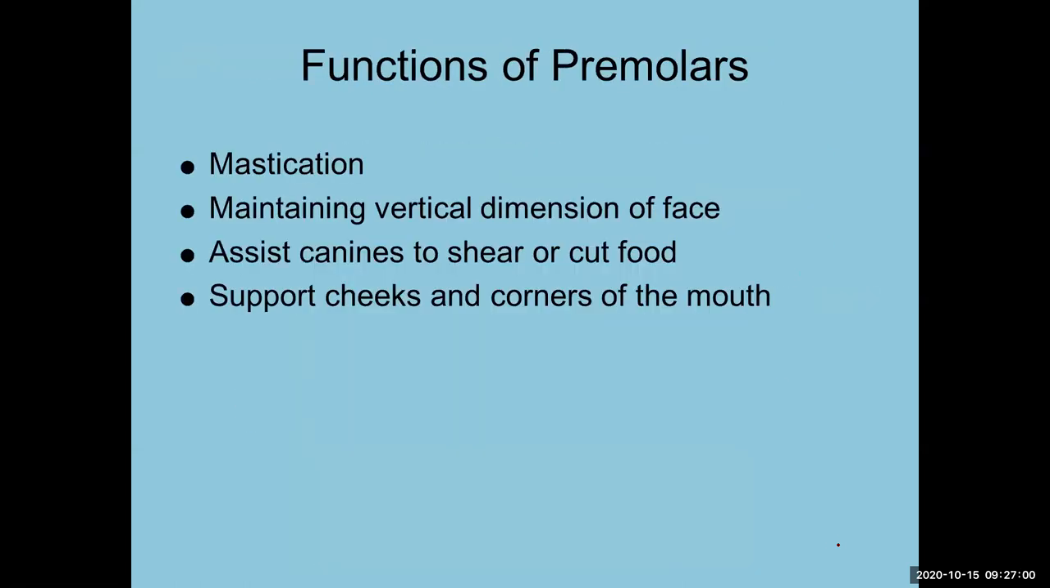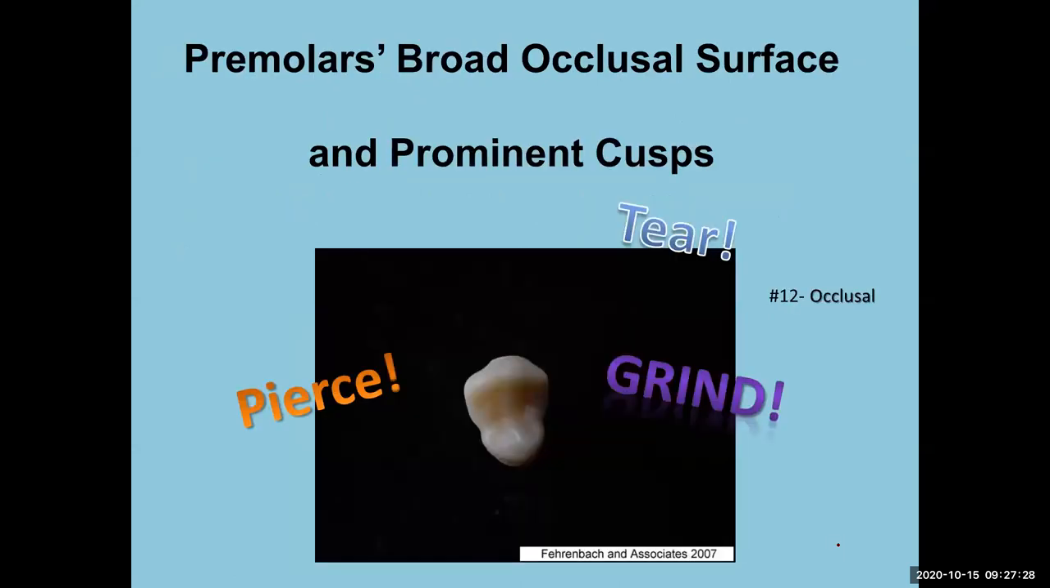What are the functions? Mastication, chewing. All right, the incisors incise, they bite into, they hold; the canines hold and tear. They help maintain, so this is actual chewing. They help maintain vertical dimension of the face, which all our teeth can do. They assist the canines to shear and cut food. And they support the cheeks and the corner of the mouth. All right, so they tear, they grind, they pierce. They have an occlusal surface. They do not have an incisal edge. And the occlusal surface is called the occlusal table.